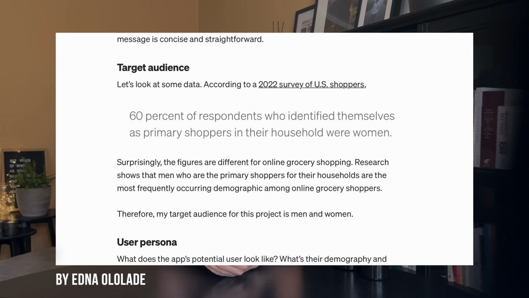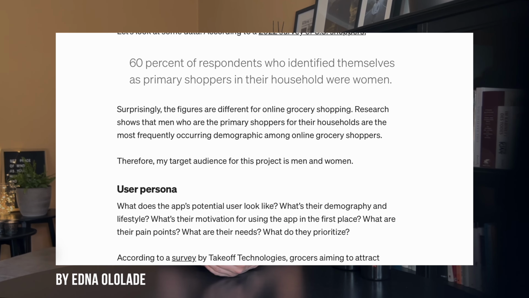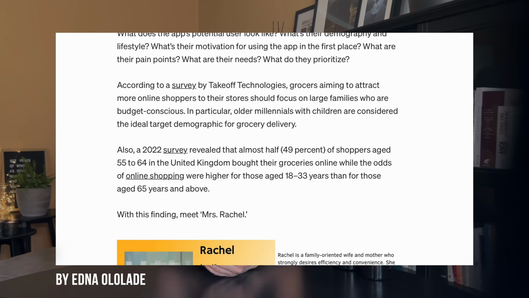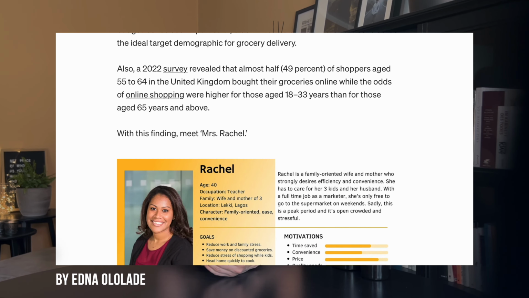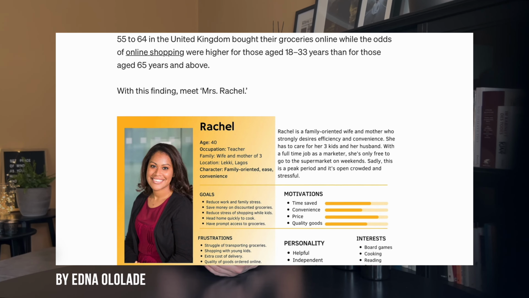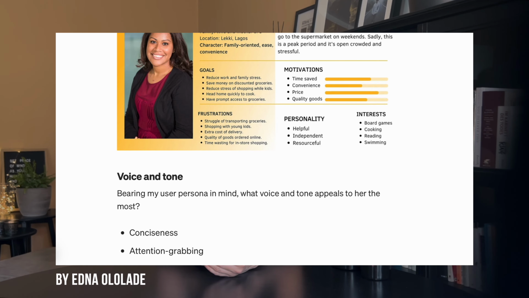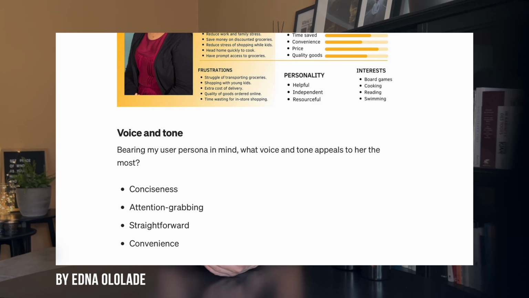This is an amazing example, which also includes general information about shoppers in the US, as well as a specific buyer persona. And as you can see from that, the participant also derived a voice and tone, which is very helpful. And by the way, I will put all of these case studies in the link box below.